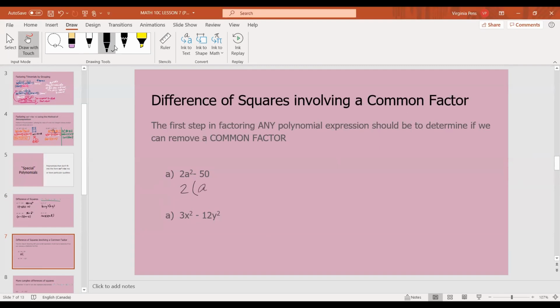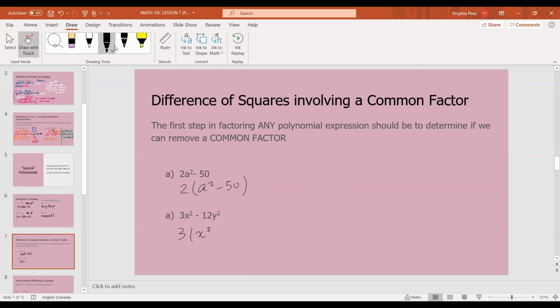So we're left with a squared minus 25. But that's not all, because notice this. Can it be factored? Well, it doesn't look like it. So I guess this is the final answer. All right, moving on. Over here, we have 3x squared minus 12y squared. Well, this should pop out right at you. You can take out a 3, of course.